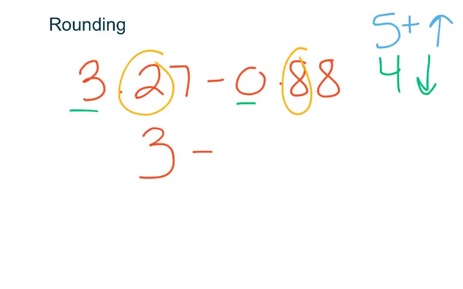Whenever you're rounding, you just raise it to the next whole number. So we start with 0, and what comes after 0? 1. So now we have our new problem, 3 minus 1 equals 2. Yay, you just rounded.